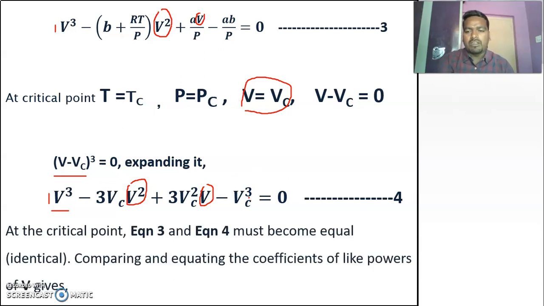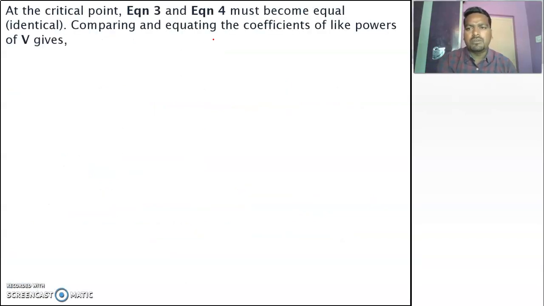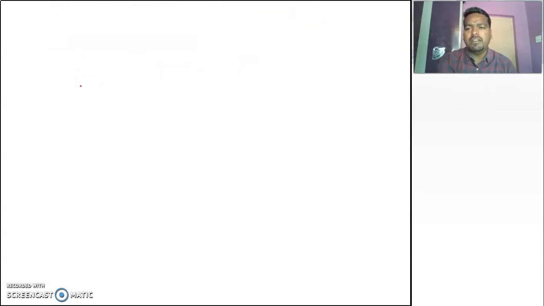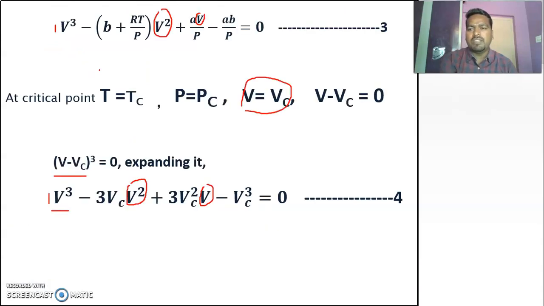Then we are equating the coefficients of equation number 3 and 4. Why? Because these equations must be equal at the critical point. So if you equate the coefficients of equation 3, we get 3Vc. So 3Vc is nothing but... Once again, just look at here.